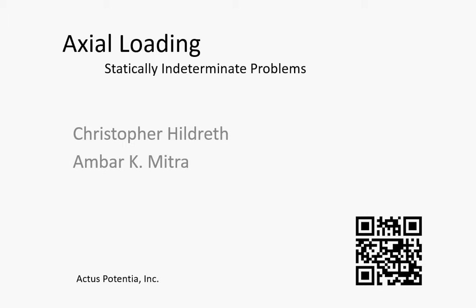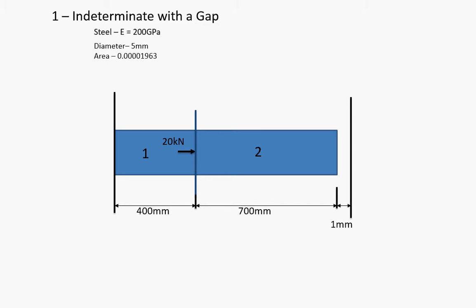Hello, this is Axial Loading Statically Indeterminate Problems. In this problem I'm going to go through a special scenario, a special case, and it's one that you'll see fairly commonly. It's a beam that is going to undergo some loading, and it's not quite clamped on both ends. However, there's a little gap.